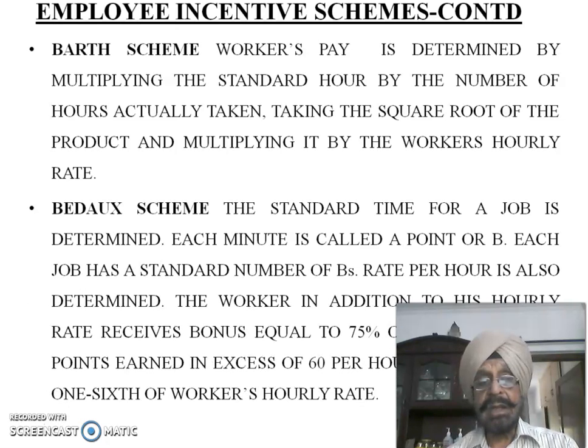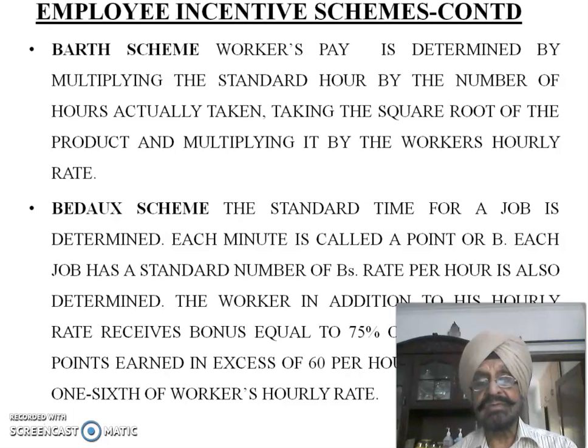The next is the Bedaux system. The standard time for a job is determined. Each minute is called a point or B. Each job has a standard number of Bs. The rate per hour is also determined. The worker, in addition to his hourly rate, receives a bonus equal to 75% of the number of points earned in excess of 60 per hour, multiplied by 1/6 of the worker's hourly rate. So you will have to sit down and work on this particular thing. But here also you see it is less, that is 75%.